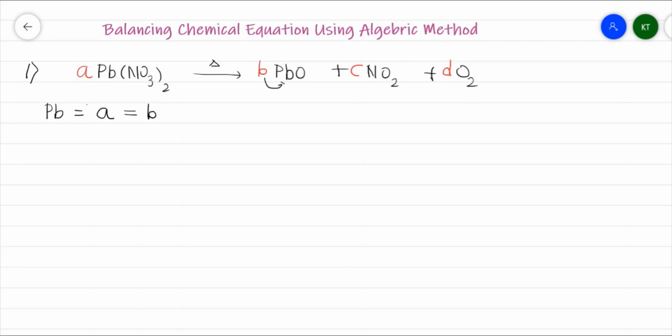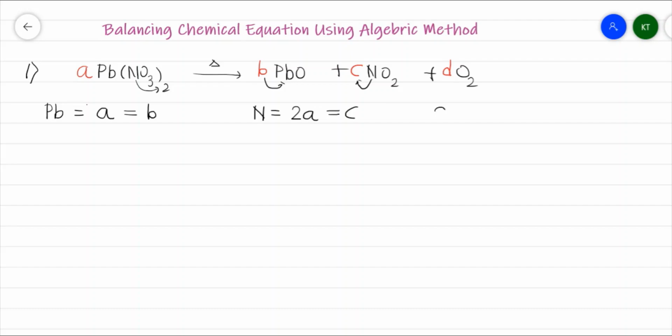Then I can write down for nitrogen. So nitrogen is equal to, here nitrogen is multiplied by 2, so I'll get 2 nitrogen and that is multiplied by a, so I'll get here 2a. Then once again the arrow is there, that I replace with equal to sign. Where the nitrogen is there here, it is equal to c. So 2a is equal to c.